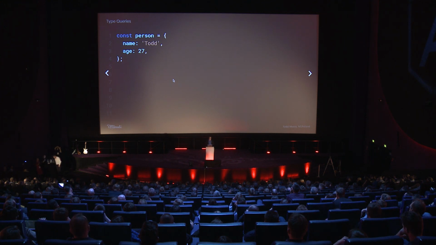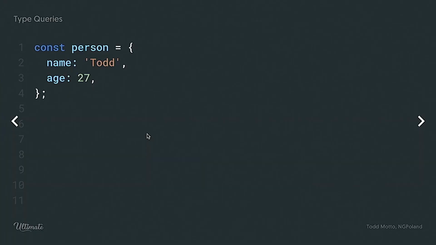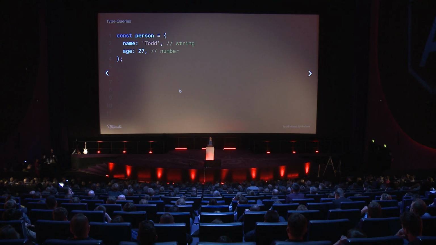So let's assume that we have a const of person. What I like to do for this example is just say that this might be hard-coded somewhere, or it might be coming from a function argument, and we might not have access to the type definitions, but we can see clearly that this is going to be a string and this is going to be a number. These are just simple examples so you can understand them.